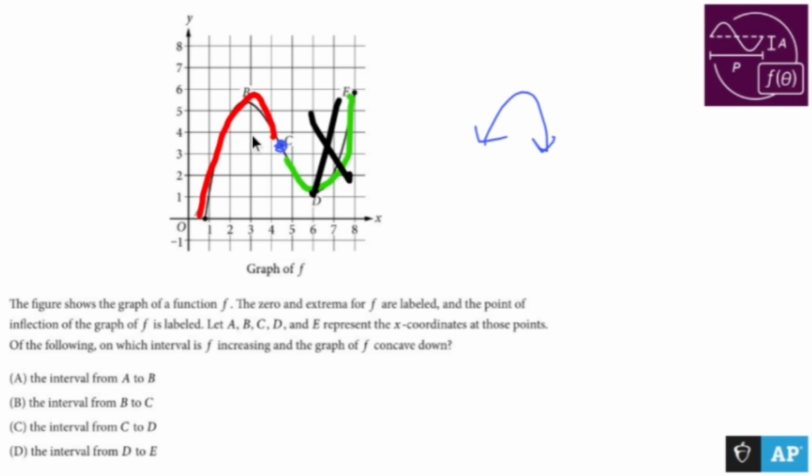This is concave down, but it's only increasing from that part to that part. So this is where it is concave down and increasing. This is concave down and decreasing. So what interval is my graph here? Concave down and increasing. Looks like it's between A and B. And so that gives me option A.